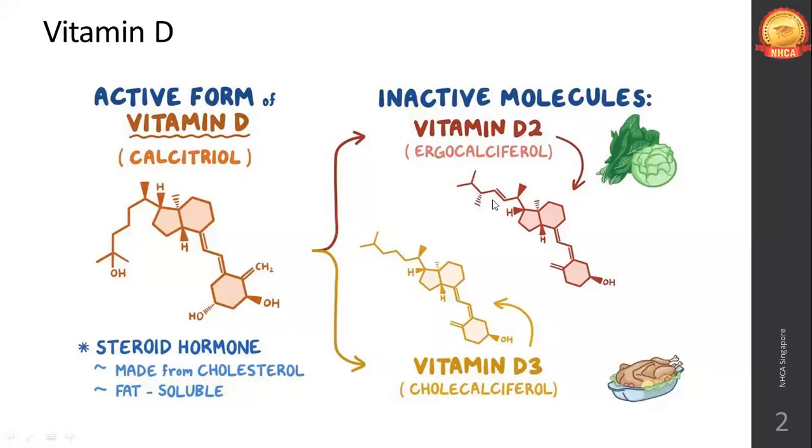So vitamin D3, cholecalciferol, found in animal products, is 3 times more potent than vitamin D2. That is the reason why the plant-based vitamin D2 is not at all potent when it comes to human consumption. It's only the vitamin D3, cholecalciferol form, which comes from animal products, which can be used by humans.